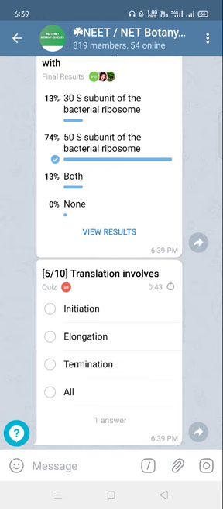Translation involves all three processes: initiation, elongation, and termination. These are all involved in translation. Every process has these three steps: initiation, elongation, termination. So the correct answer is option D, all. Translation involves initiation, elongation, termination, all. Correct answer is option D, all.